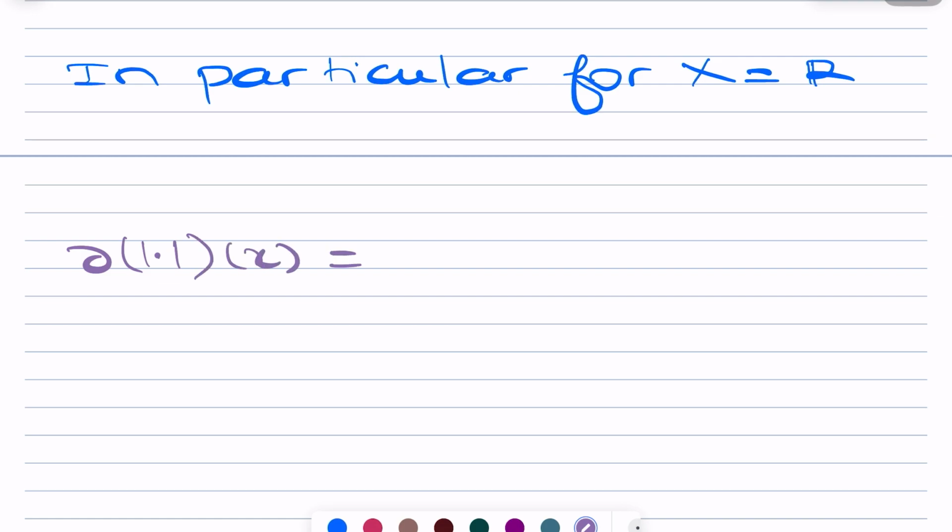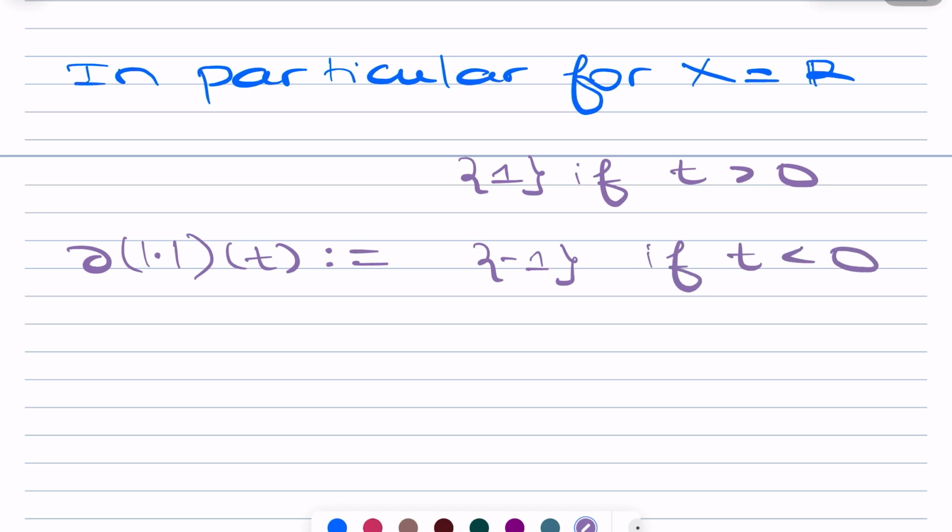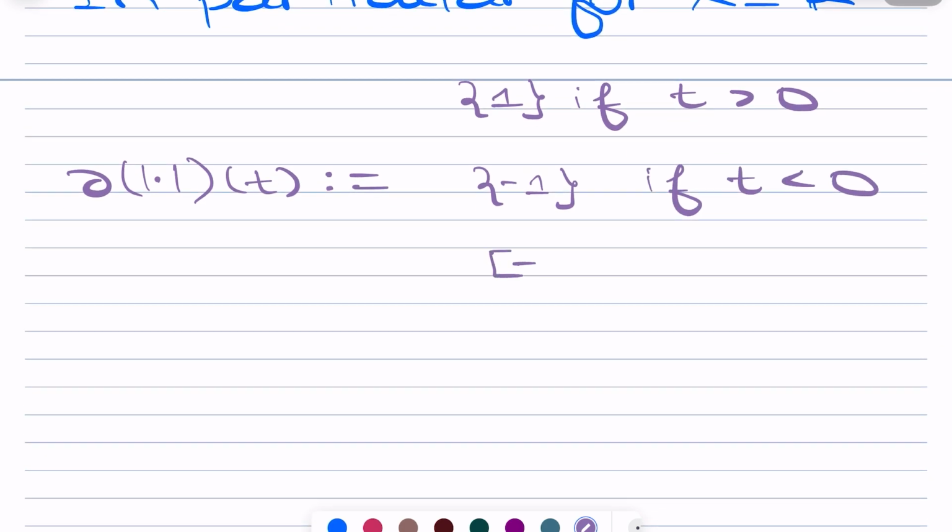at the point T is exactly the singleton 1 if T is positive, minus 1 if T is negative, and the closed unit ball in R, so this is actually the interval minus 1, 1, if T is equal to 0.